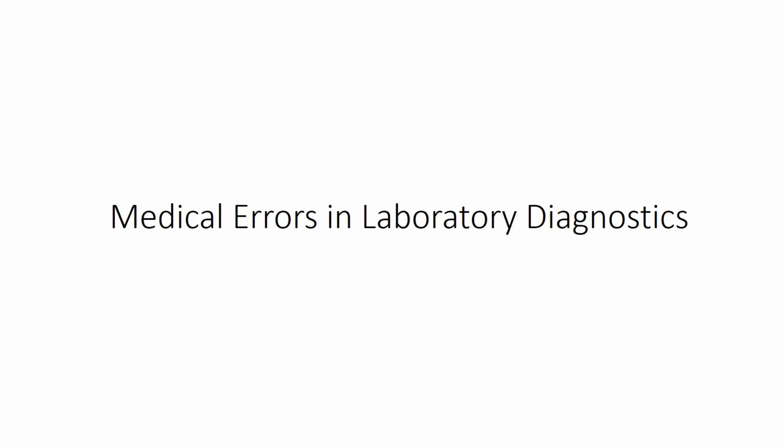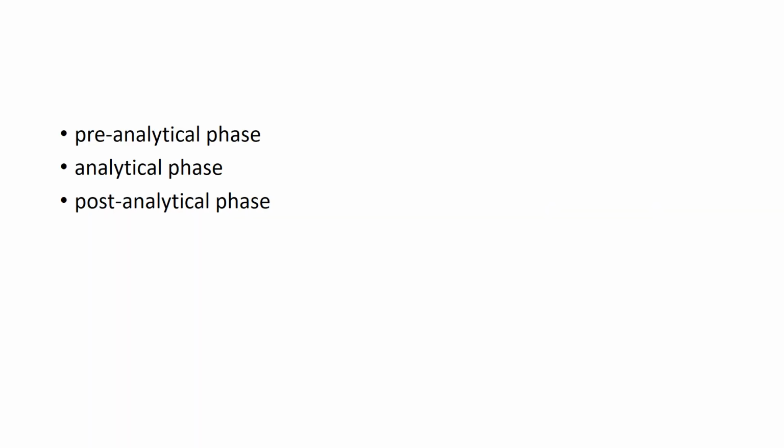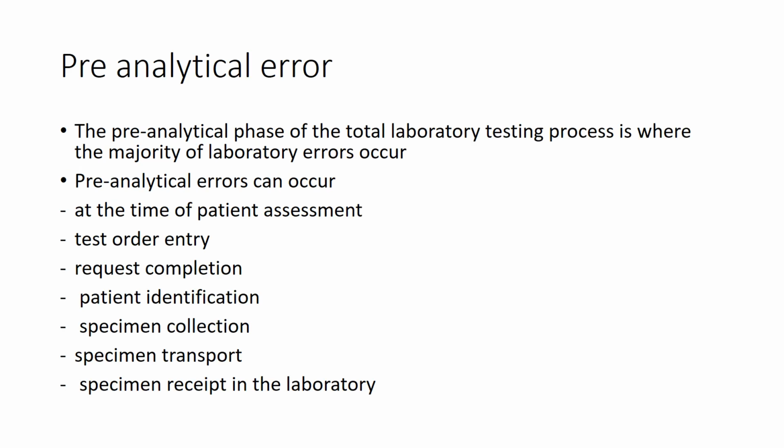Errors in lab testing can happen in three phases: the pre-analytical phase, the analytical phase, and the post-analytical phase. The pre-analytical phase of the total lab test process is where the majority of lab errors occur. Pre-analytical error can occur at the time of patient assessment. It can happen during the test order entry, during the request completion, during the patient identification, or during the specimen collection, specimen transport, or specimen receipt in the laboratory.